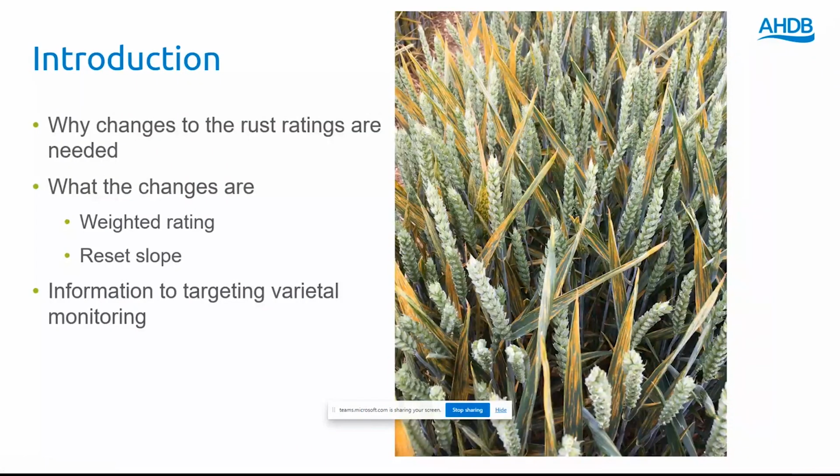So we're going to talk about why the changes to the rust ratings are needed, what the changes are, so we have the weighted ratings and the reset slope, and then talk about some information we've got coming out in the new year on how to target varietal monitoring for yellow rust. So the weighted rating applies to both yellow and brown rust, but all the other changes are just for yellow rust. So we'll focus on yellow rust in this presentation.